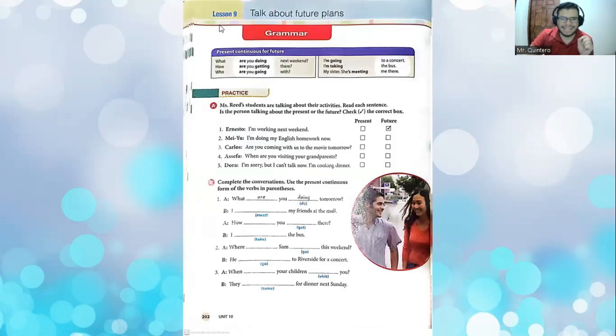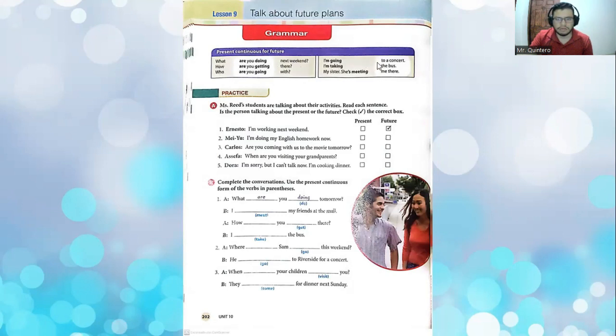Let's repeat it. Lesson 9, talk about future plans. Future, for example, in 2025, 2026, 2030. Grammar, present continuous for future. So, what are you doing next weekend? How are you getting there? Who are you going with? What are you doing next weekend?